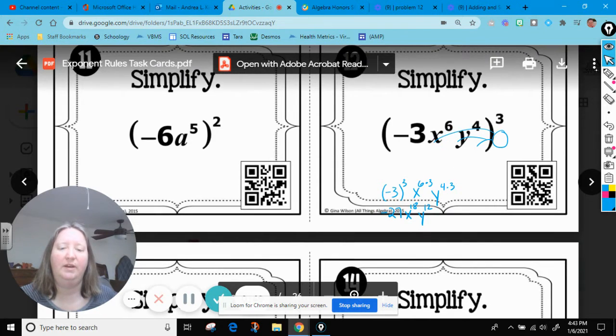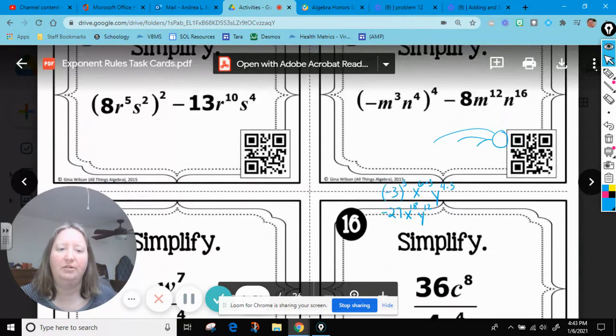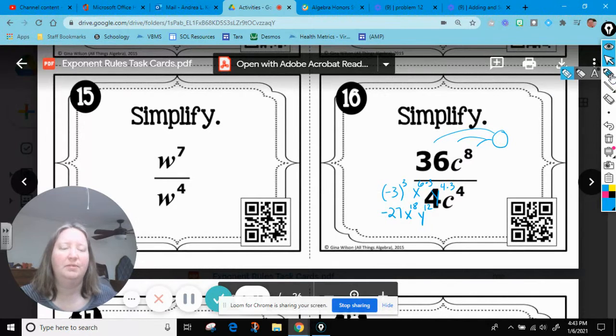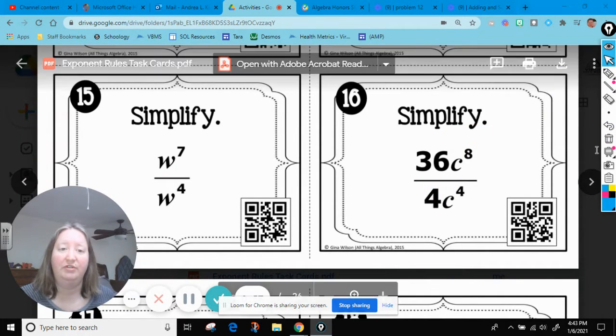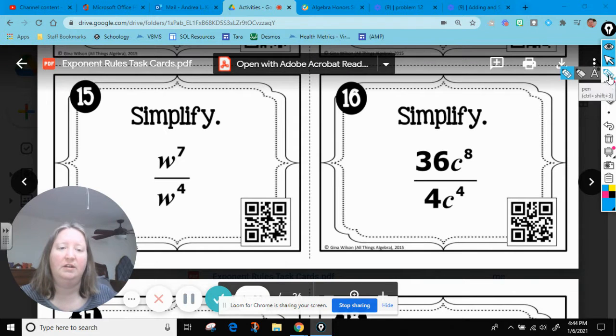Okay, now what if it has something underneath it? Something like this. This is asking you to divide these exponents, and let's look at what happens with the exponent rules. Well, the numbers, you just divide them like you've been doing all your life. 36 divided by 4 is going to give you 9.